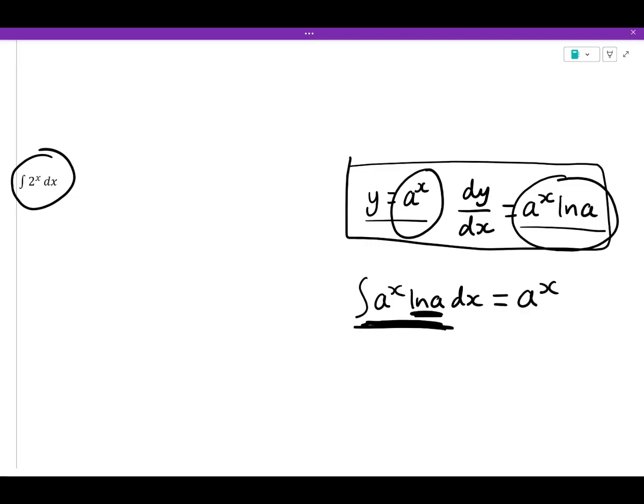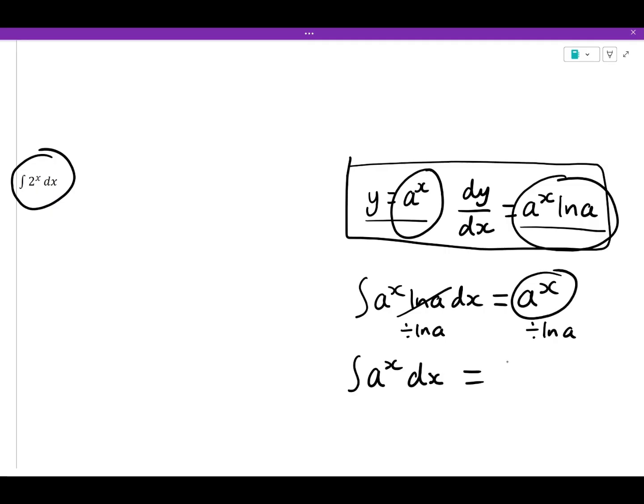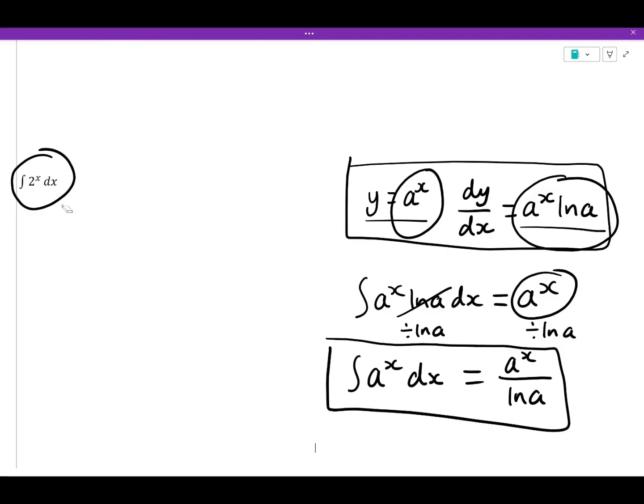So what this allows us to do is go to our integral and divide by ln a. Dividing by ln a on the left-hand side is going to cancel out this ln a, so we're just left with the integral of a to the power of x with respect to x is equal to a to the power of x divided by ln a. Now my integral down here matches very nicely with the one I'm actually trying to compute.